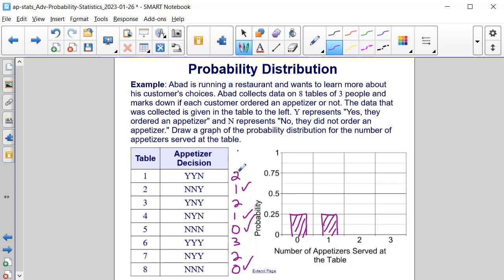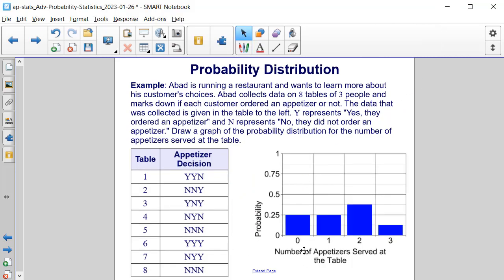Okay, so 1, 2, 3 tables ordered 2. So that's 3/8, which is 0.375, which is halfway between 1/4 and 1/2. So it's 3/8. And then that takes care of the 3 twos. And now we have 1 table that ordered 3, so that's only 1/8, or 0.125, and that represents this bar. And the graph that appears here to the right does resemble the graph that we drew to represent the appetizer decisions made by the guests or the restaurant customers at the 8 tables.